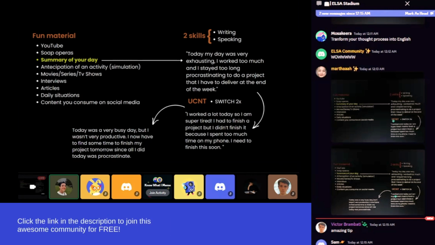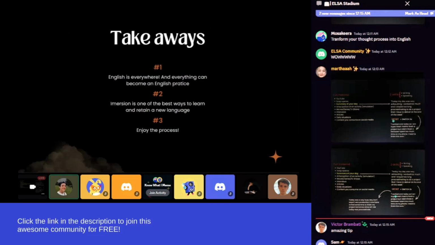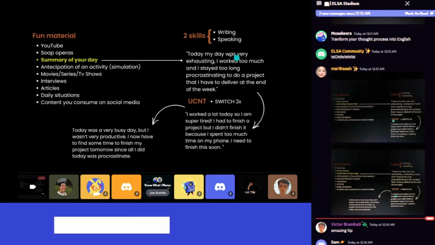Daily situations. For example, if I bought sunglasses today, I can think about that situation and think, oh my God, if I were in the USA or Canada or Australia or any other country that speaks English, if I needed to buy sunglasses, how do I ask for the price? How do I ask for the color? How do I say contact lenses in English? Like how you can use the daily situation to learn English.